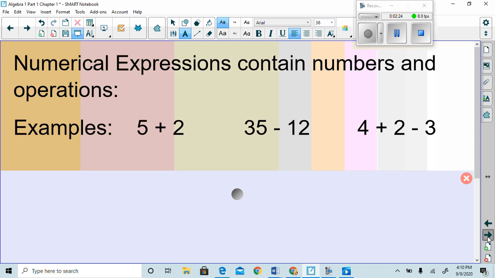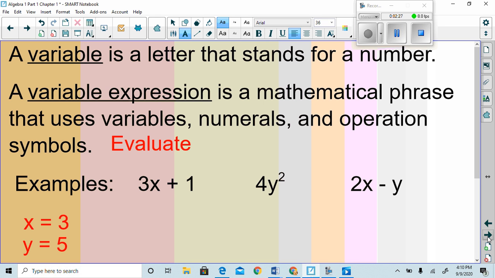Our third type contains a variable. So in order to know what a variable expression is, we need to first define variable. And we know that's just a letter or a symbol that represents a number or numbers. So a variable expression is a phrase that has numbers, operations, and variables. And what we do with these is we will evaluate them.